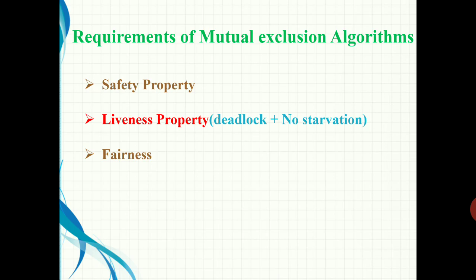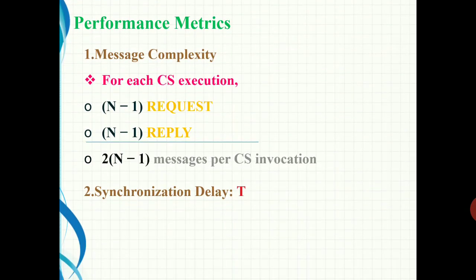That means in the Ricart-Agrawala algorithm, all the processes are executed in the order of their arrival. That is the case. Then come to the performance metrics. Here there are only two types of messages. First one is the request message and the other is the reply message. To enter a particular critical section, a process needs to send some messages.